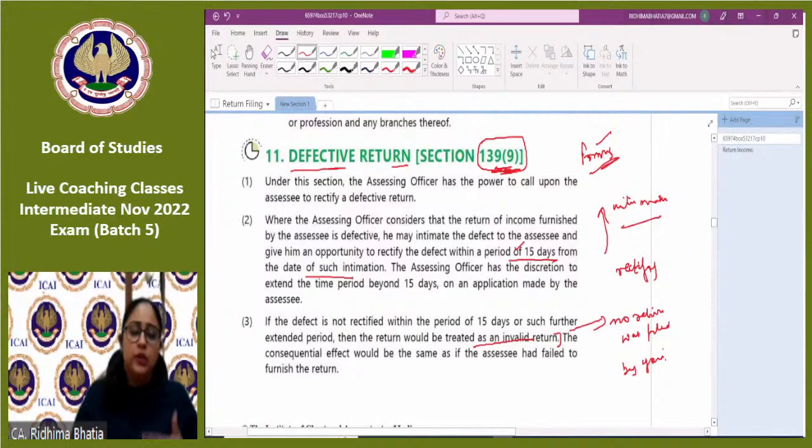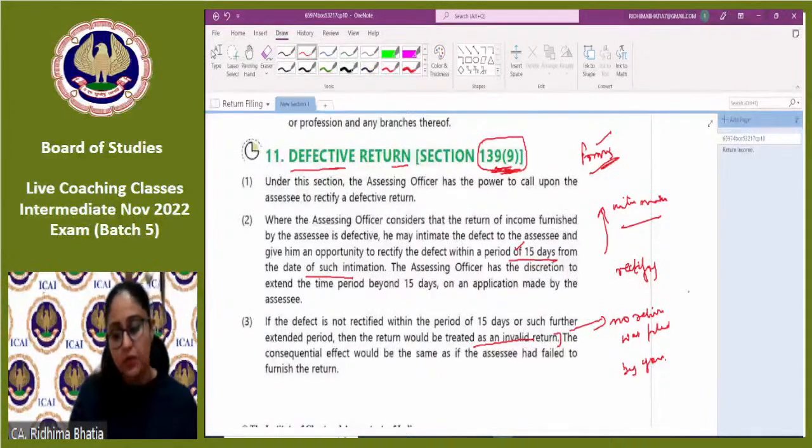But if you want another period, you can tell the assessing officer, kindly extend this 15 days period. He may extend that 15 days period. Okay, so with this we covered section 139.9.